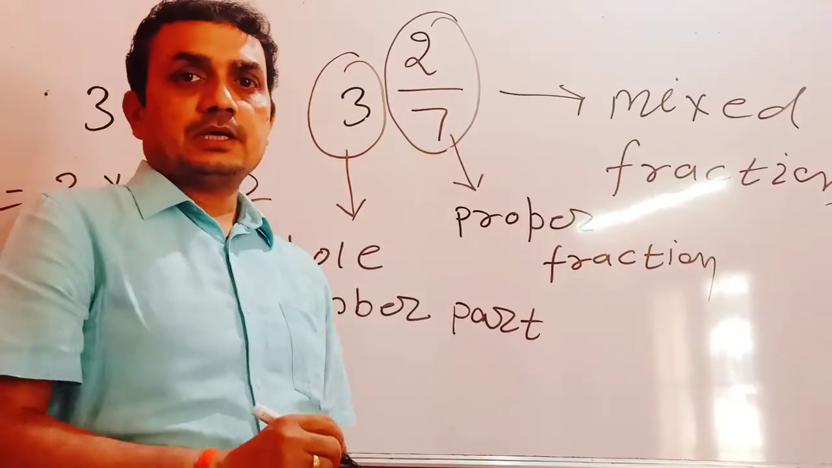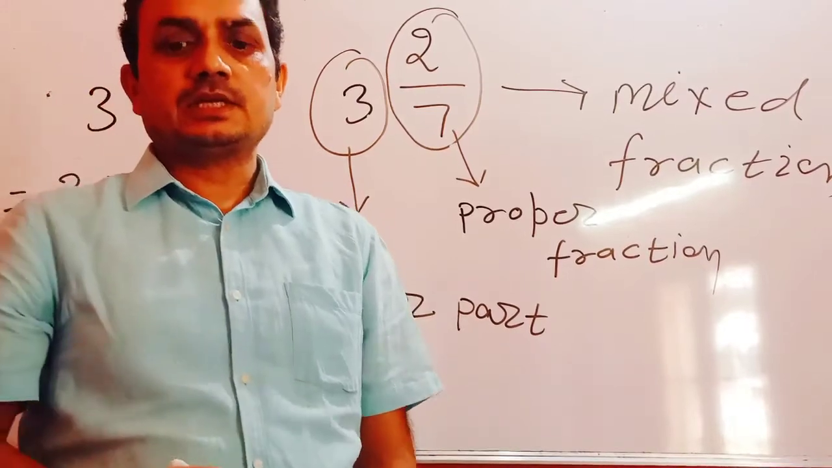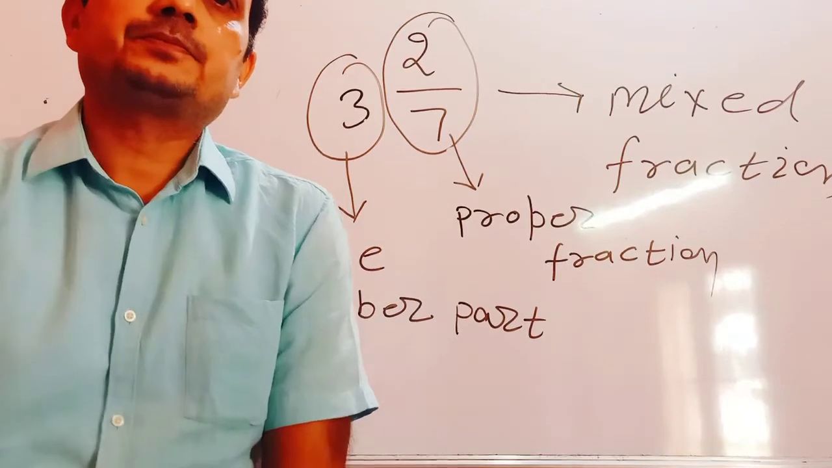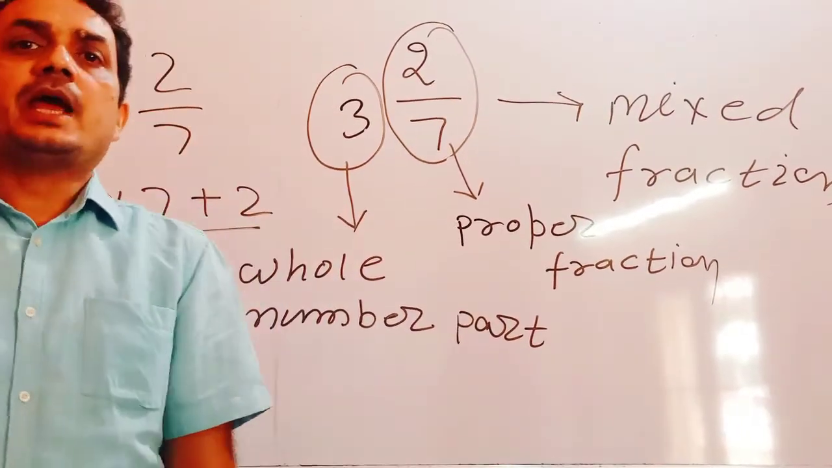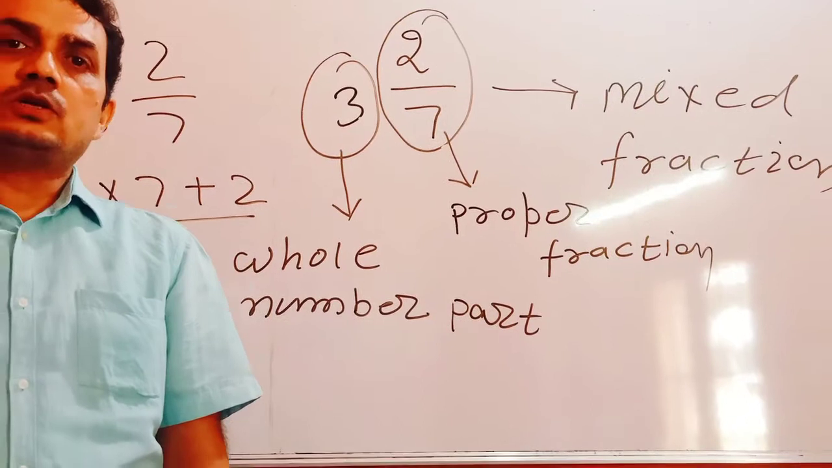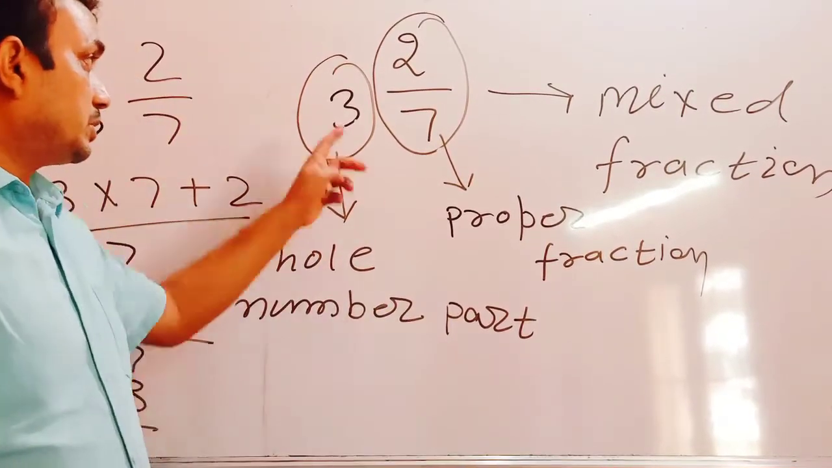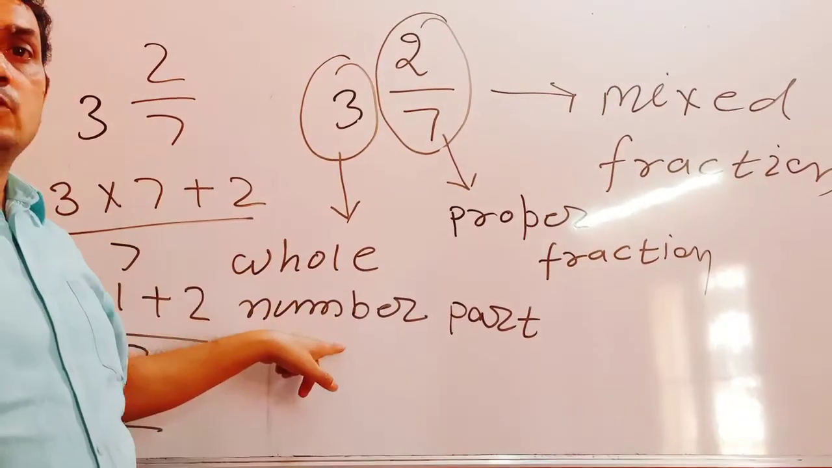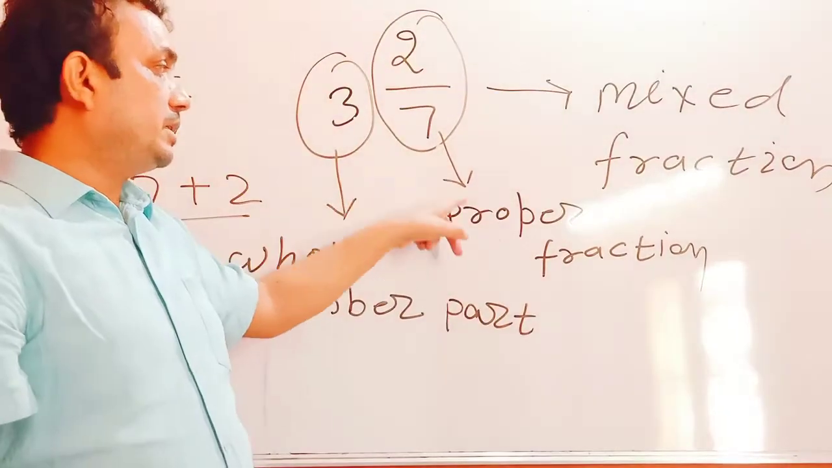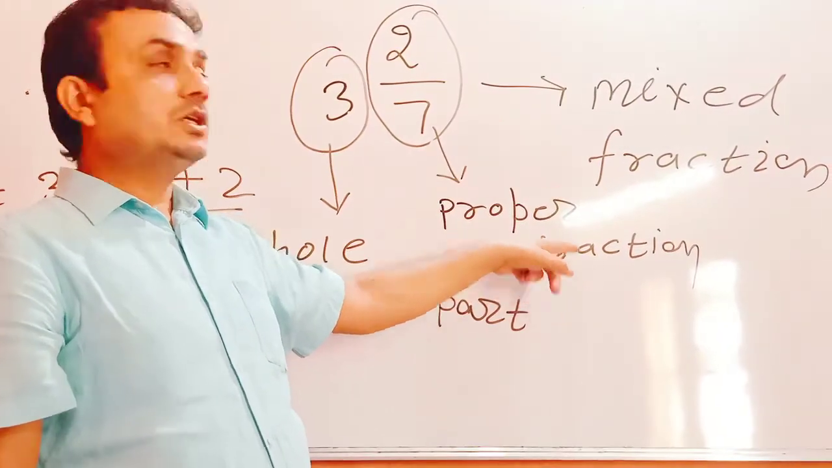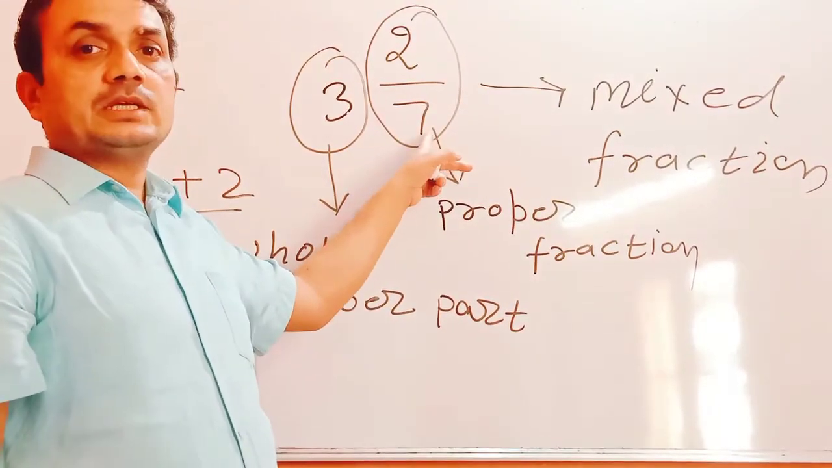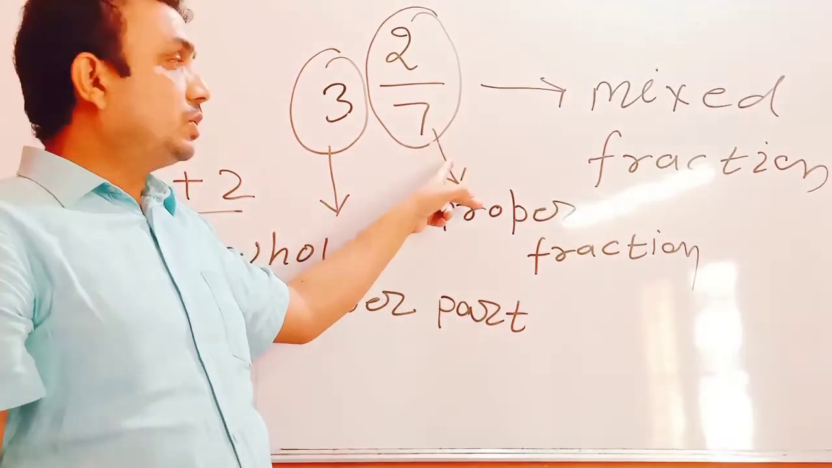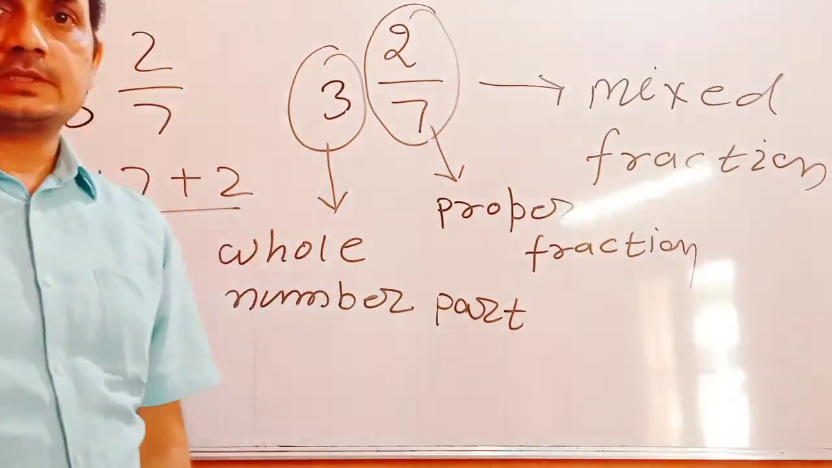Clear? I repeat this line. A mixed fraction contains two parts. The first part is the whole number part and the second part is the proper fraction, because in 3 2 by 7, 3 is the whole number part and 2 by 7 is a proper fraction, because 2 is smaller than the denominator. The numerator is smaller than the denominator, so it is called a proper fraction. Clear?